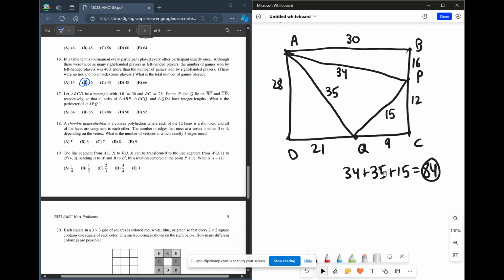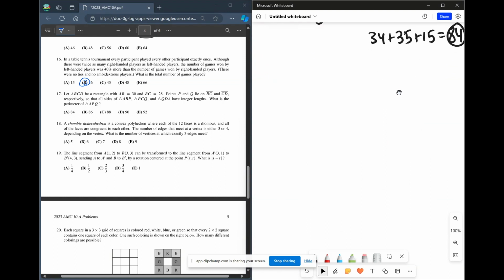Problem number 18. A rhombic dodecahedron is a convex polyhedron where each of the 12 faces is a rhombus, and all the faces are congruent to each other. The number of edges that meet at a vertex is either 3 or 4, depending on the vertex. What is the number of vertices at which exactly 3 edges meet?